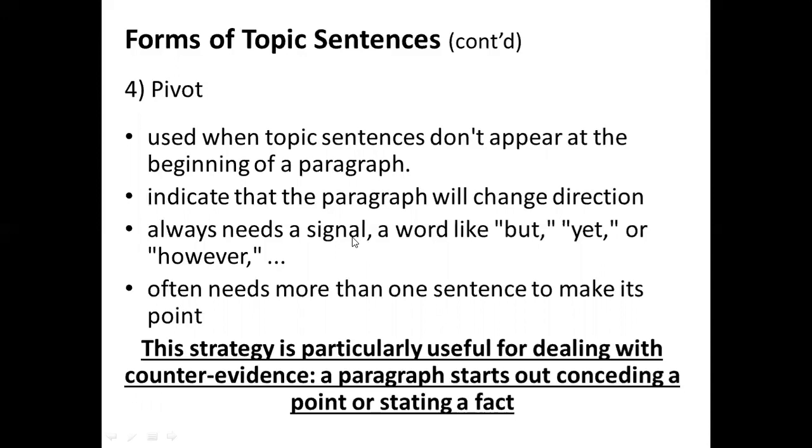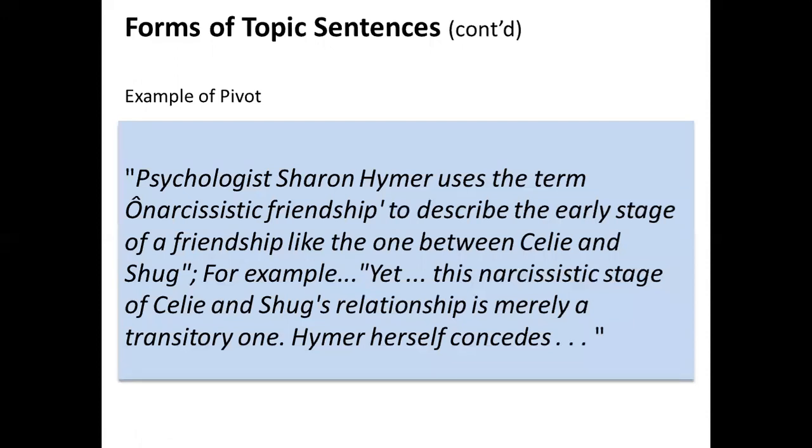All right, this strategy is particularly useful for dealing with counter evidence. So a paragraph starts by probably agreeing to a statement on the one hand and comes back and says, however. So whatsoever comes before that signaling word, which are yet, however, but, and the likes, is not the major point you want to bring out in that paragraph. Okay? We need to look out for that. Let's quickly look at an example.